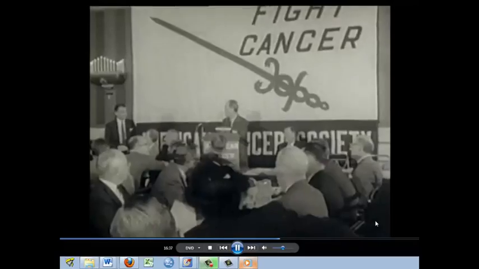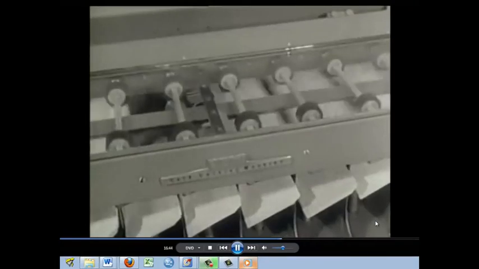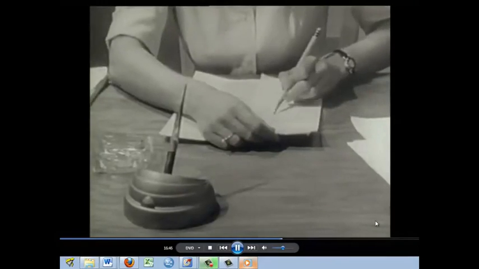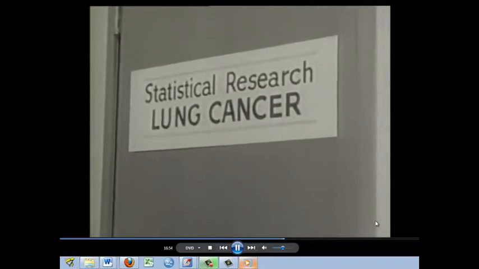Doctors Hammond and Horn of the American Cancer Society conducted one of the first prospective studies on smoking. While retrospective studies started with lung cancer patients and worked backwards, prospective studies started with healthy people, smokers and non-smokers, and then followed them forward in time to see which ones developed lung cancer.